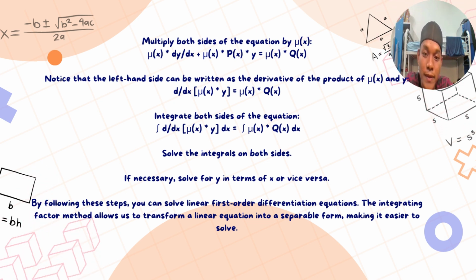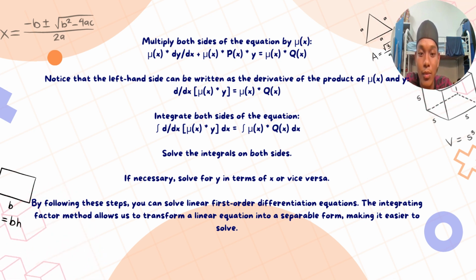After that, integrate both sides of the equation using the equation. After that, solve the integral on both sides. If necessary, solve for y in terms of x or vice versa. By following these steps, you can solve linear first order differential equation. The integrating factor method allows us to transform a linear equation into a separable form, making it easier to solve.